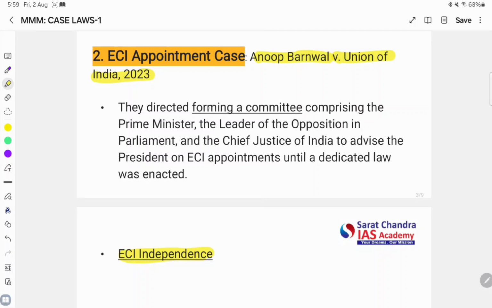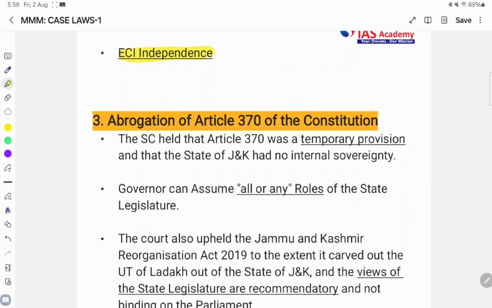Here the Supreme Court has told to form a committee in which the Prime Minister, the Leader of Opposition in the Parliament, and the Chief Justice of India will be the members to recommend the ECI, Election Commission of India. But you know that the Parliament has passed legislation where they have formed a separate committee in which the Prime Minister, Leader of Opposition, and in place of the CJI, the Home Minister will be the member. So that change the central government has brought.